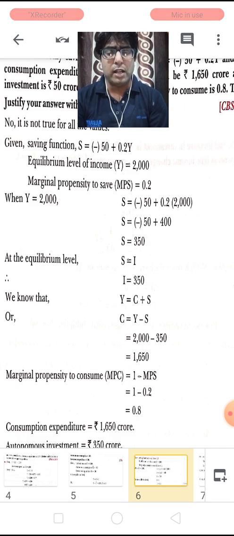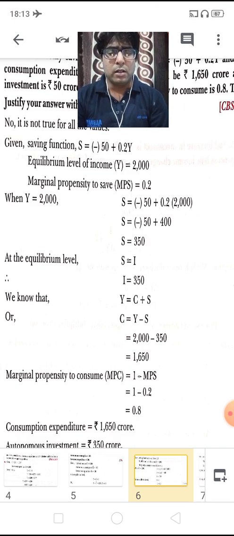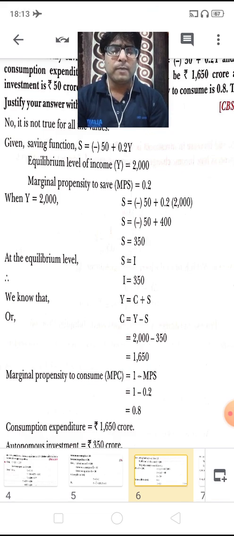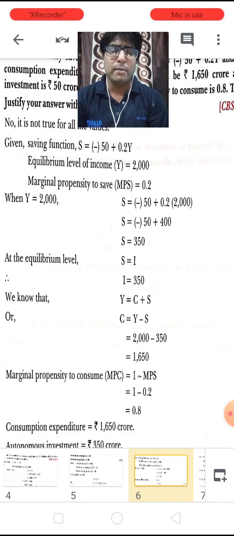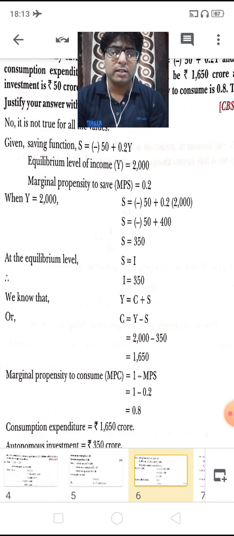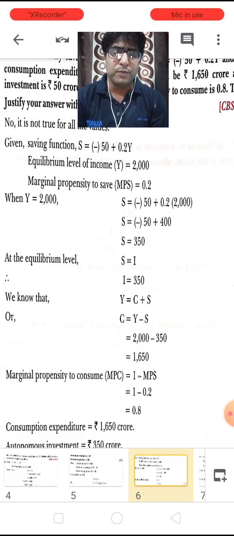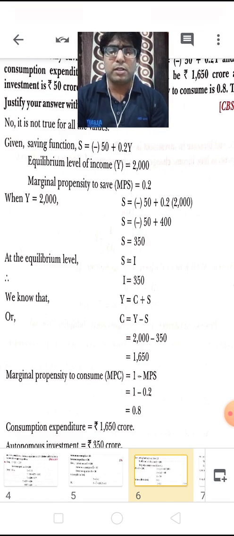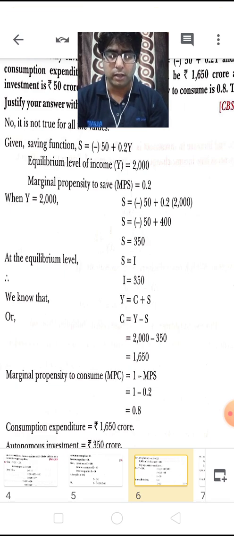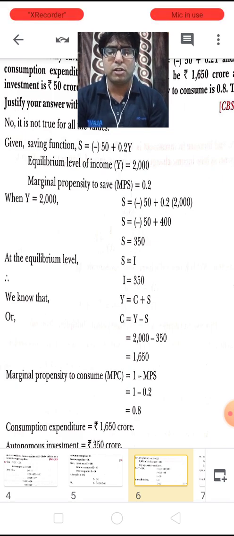So we know, children, that income is either consumed or saved. So Y equals C plus S, and consumption is equal to Y minus S. So income is given as 2000, whereas the saving is 350. So the consumption with this given equation comes to 1650 only. So the consumption expenditure of the economy is 1650 crores.